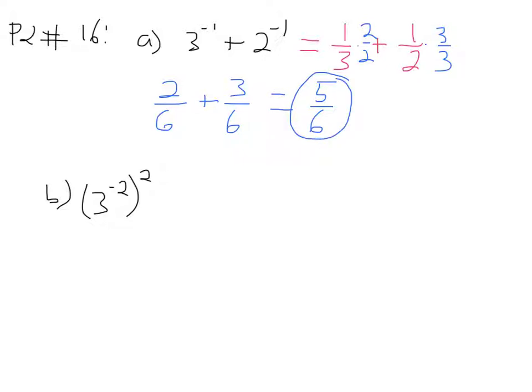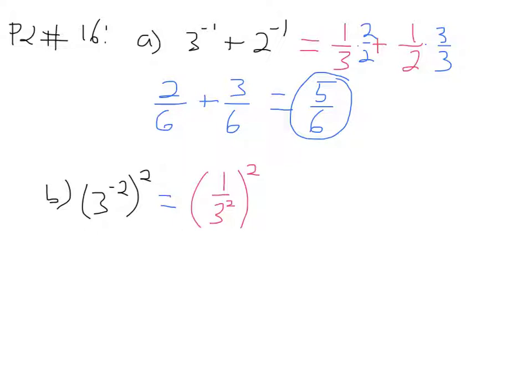Okay. Now for B, we have a power on our 3, and then we have a power over that entire expression. Again, I don't really like working with these negative powers, so what I want to do is write this as 1 over 3 squared, right? The negative power on the 3 means I move that 3 squared to the bottom, and then the negative power is gone, right? It's been taken care of.